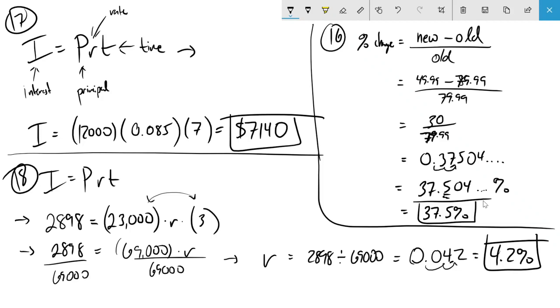So anyways, this is the key. So you might want to write that one down. Kind of remember that for percent change.